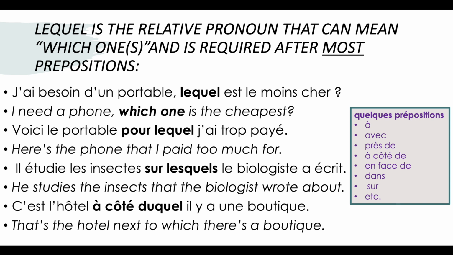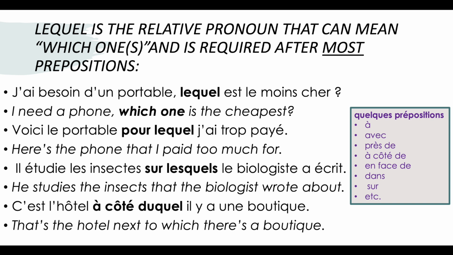In the first example, I have j'ai besoin d'un portable, lequel est le moins cher, so we're using that as which one. It is lequel, the masculine singular form, because we're referring to un portable, which is a masculine singular noun. In the second example, I have pour lequel, because the verb payer takes the preposition pour, to pay for. And again, it is lequel masculine singular because I'm once again talking about le portable, which is masculine singular.